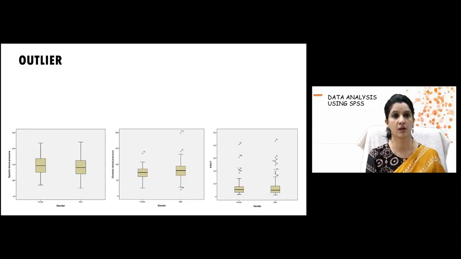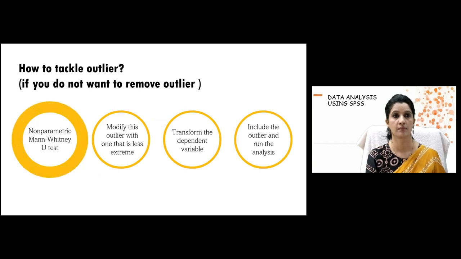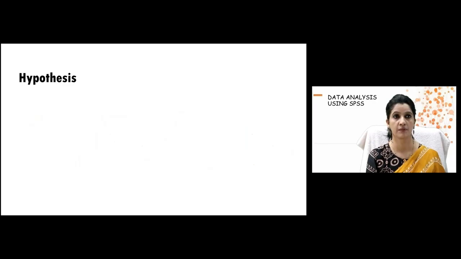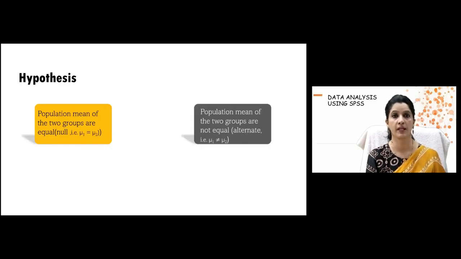So this is again the concept of outlier. This is just the repetition, so I'm going ahead. The null hypothesis in this case is that the population means of the two groups are equal, and the alternate hypothesis is that the population means of the two groups which we are going to study are not equal.